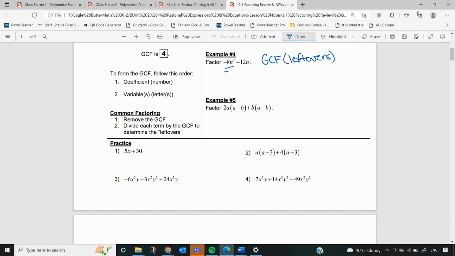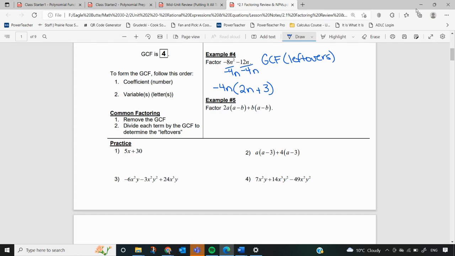So I'm going to divide both of my terms by a negative 4, again, because my first term is negative. And then I look at the smallest power of n, which is n. So I'm going to divide by n for both. So my GCF is the negative 4n. The leftovers is what goes in the brackets. So negative 8 divided by negative 4 is 2. N squared over n is n. And then we've got plus 3. So negative 12 divided by negative 4 is positive 3.